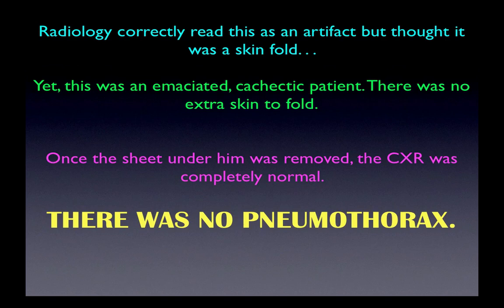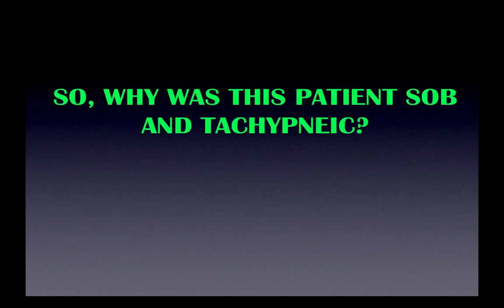Radiology read this as an artifact and thought it was a skin fold. However, this was an emaciated cachectic patient. There was no extra skin to fold. Once the sheet under him was removed, the chest X-ray was completely normal. There was no pneumothorax. Also, no chest tube was placed. Why was this patient so short of breath and tachypnic? This was discussed after the first ultrasound was obtained, which showed no pneumothorax and showed a chest tube was not necessary.